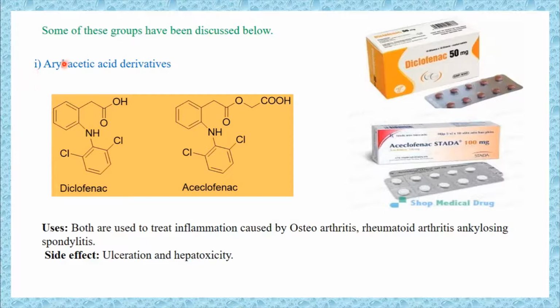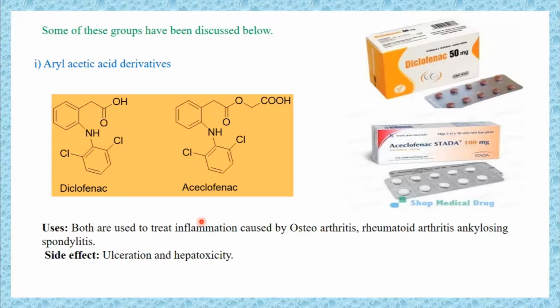So this is about the first class, aryl acetic acid derivatives, with examples diclofenac and aceclofenac. Aceclofenac is a derivative of diclofenac, and both are anti-inflammatory drugs used to treat the inflammation caused by osteoarthritis, rheumatoid arthritis, and ankylosing spondylosis. Their side effects are ulceration and hepatotoxicity. This is all about the first class.